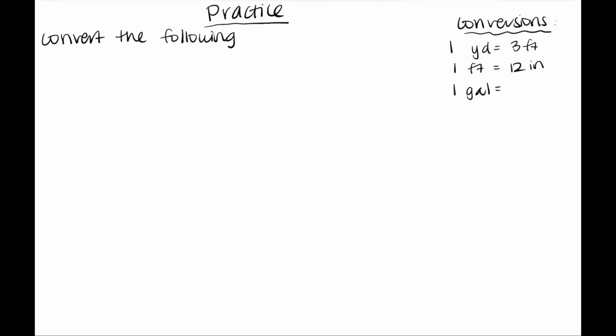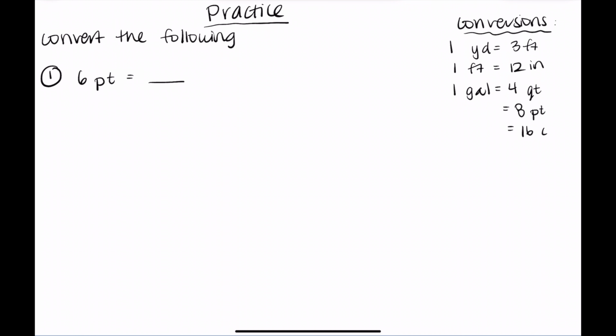So 1 yard is equivalent to 3 feet. Every foot is 12 inches. 1 gallon equals 4 quarts. It also equals 8 pints, and it also equals 16 cups. And those are the main conversions we're going to be working with today.